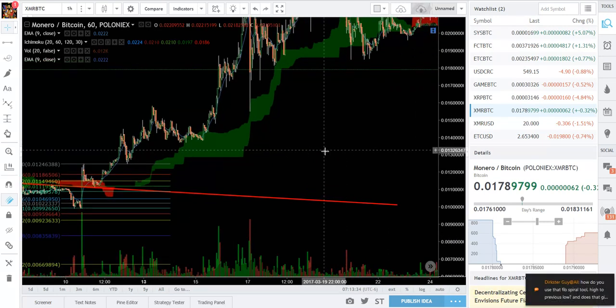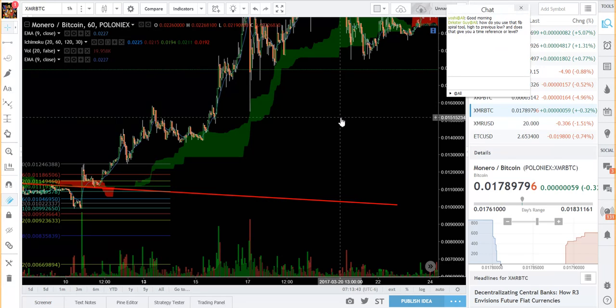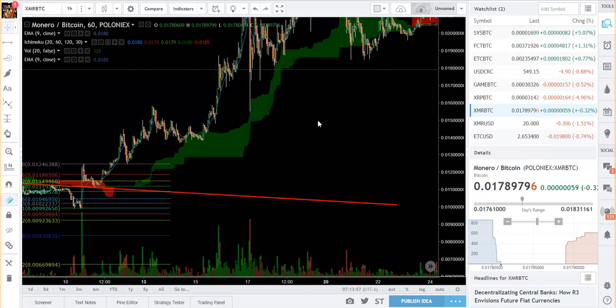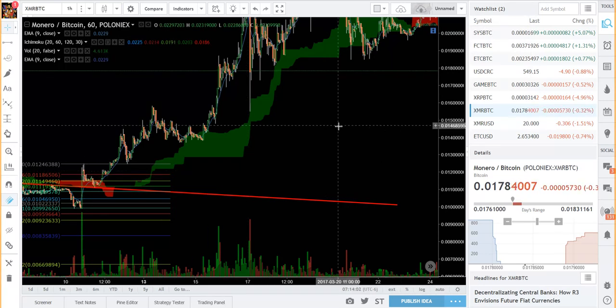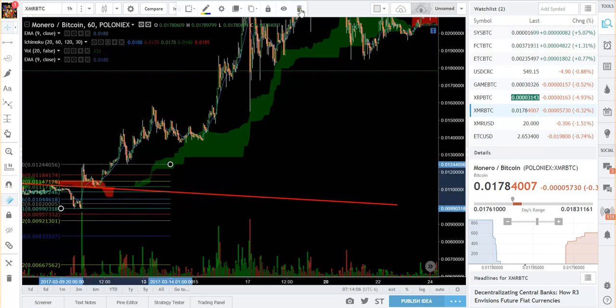Okay? How to use the Fib spiral tool, high to previous low. Let me look at that question. How to use that Fib spiral tool, high to previous low, and does that give you a time reference on level? It depends on which wave you're measuring. Yeah, you would take it from high to previous low, exactly. And then it kind of gives you a roundabout, kind of, if that makes sense.